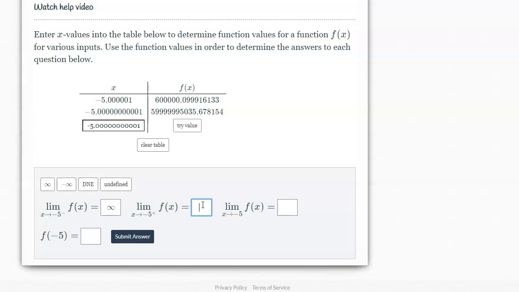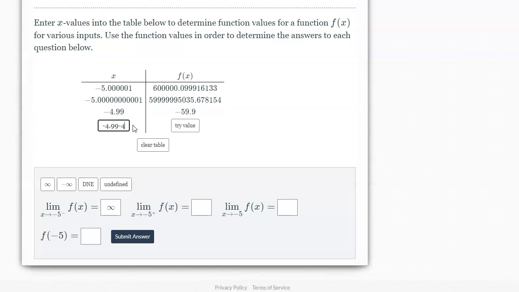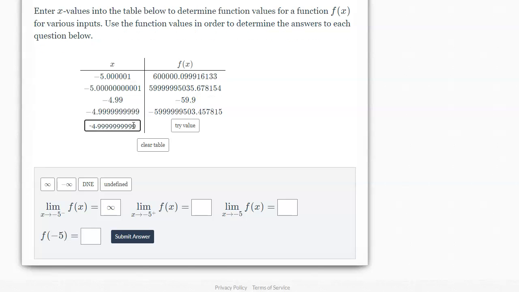And then approaching it from the right-hand side. Once again, I'm going to clear this one out. The right-hand side would be like negative 4.99, and then negative 4.9999999. Sorry, I typed in too much there. Once again, the numbers are getting massively more negative, in a negative direction. So this answer would be negative infinity. Because the two limits are certainly not coming together, and infinity is not a number, the overall limit does not exist. The limit cannot exist if the two sides are not approaching the same value.